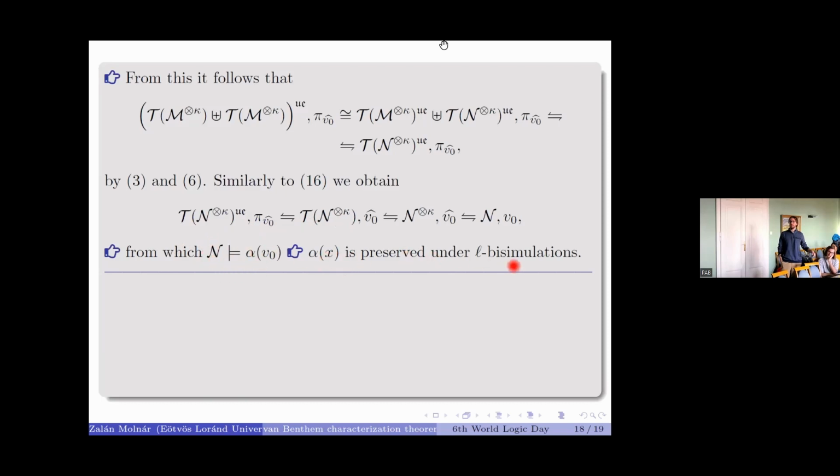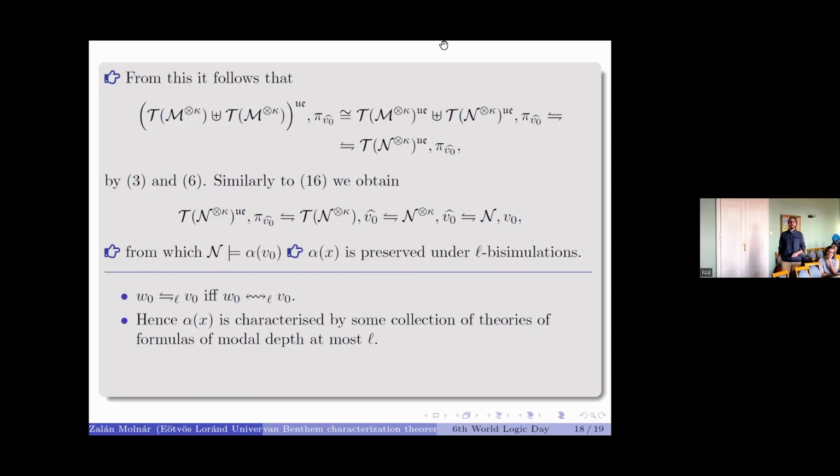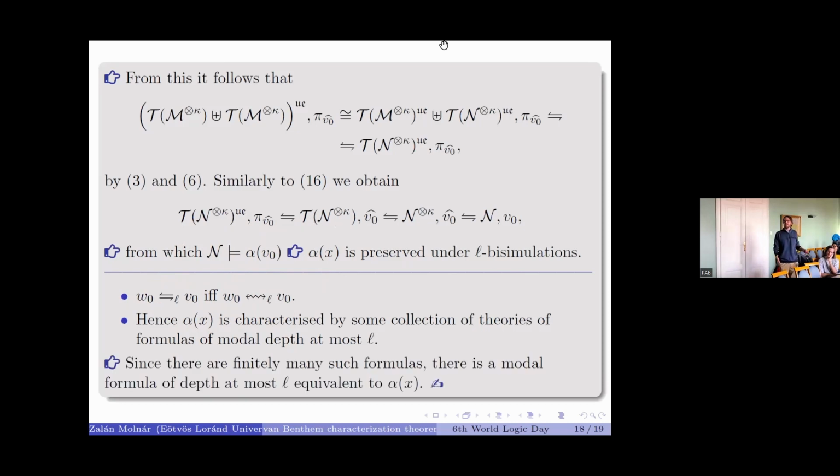So α is preserved under ℓ-bisimulations, and now for the very last lines: this is a general fact from finite model theory that ℓ-bisimulations are equivalent to ℓ-modal equivalence, and hence this formula is characterized by some collection of theories of formulas of modal depth at most ℓ. But it is also a fact that there are finitely many such formulas. So there is a modal formula of depth at most ℓ which is equivalent to α. And this is the end of that story. Thank you very much.